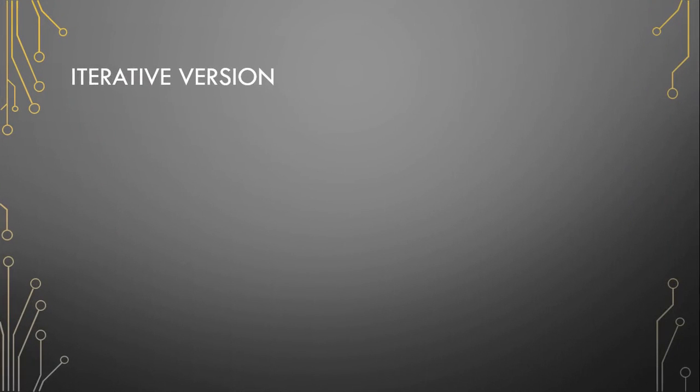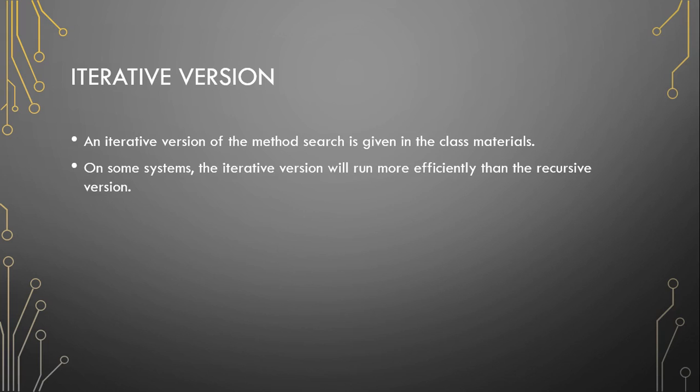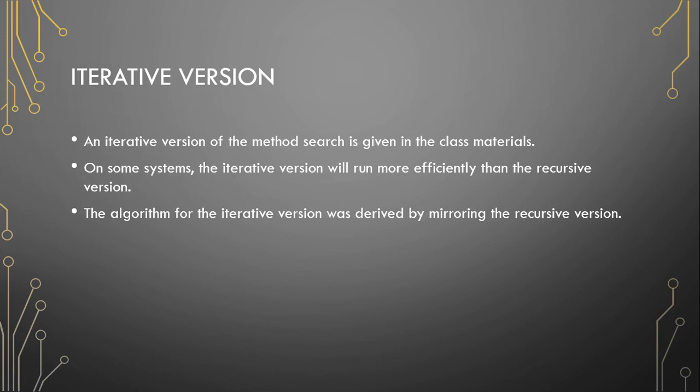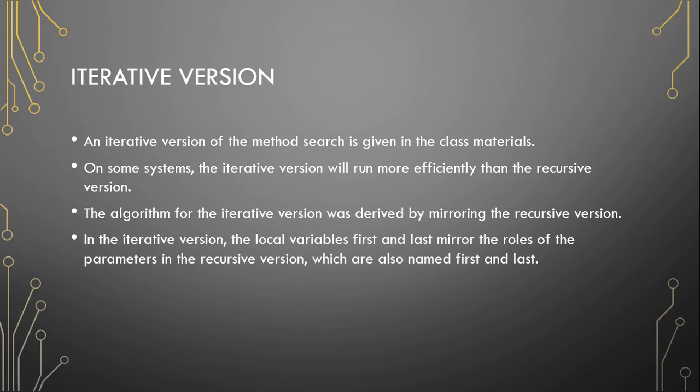So let's go back for a second. If we think about our algorithm here, we have an iterative version that we could create, and I'll put that up in the class materials for you to look at. Now, in some systems, the iterative version will run more efficiently than the recursive version. The algorithm for the iterative version was obviously derived by mirroring our recursive version that we looked at last time.